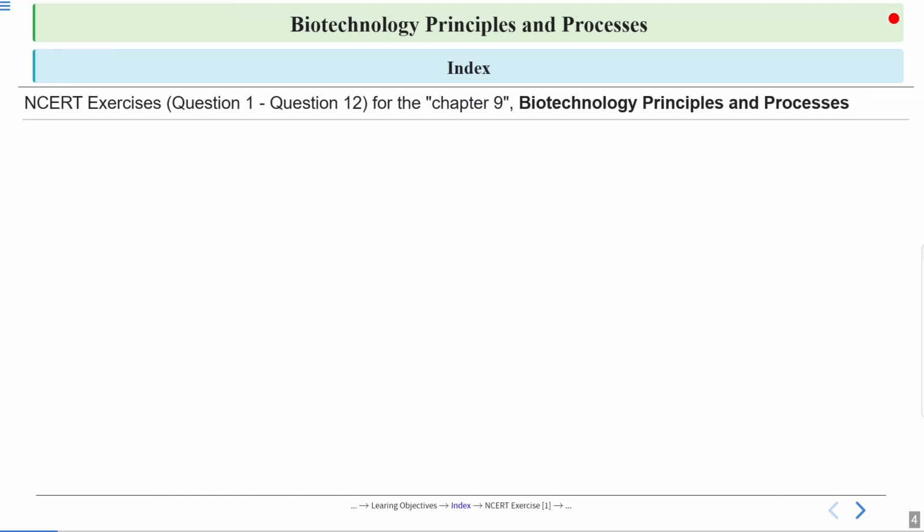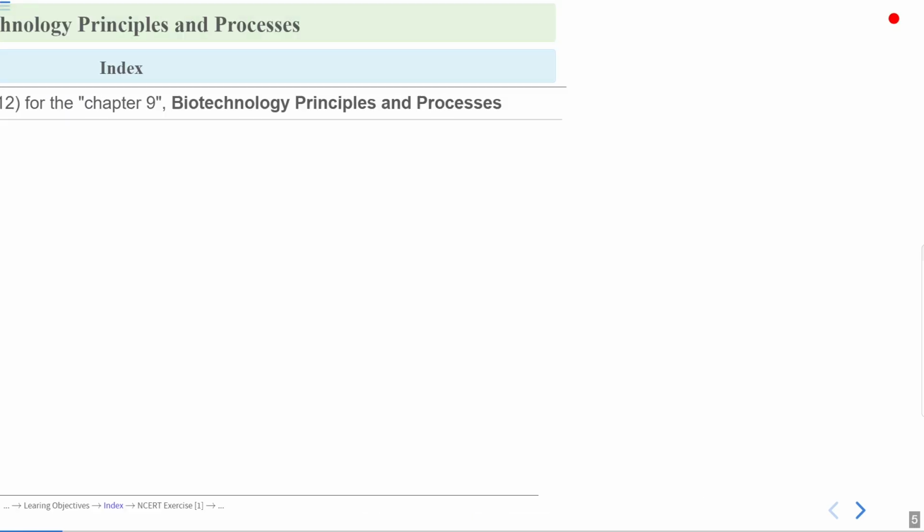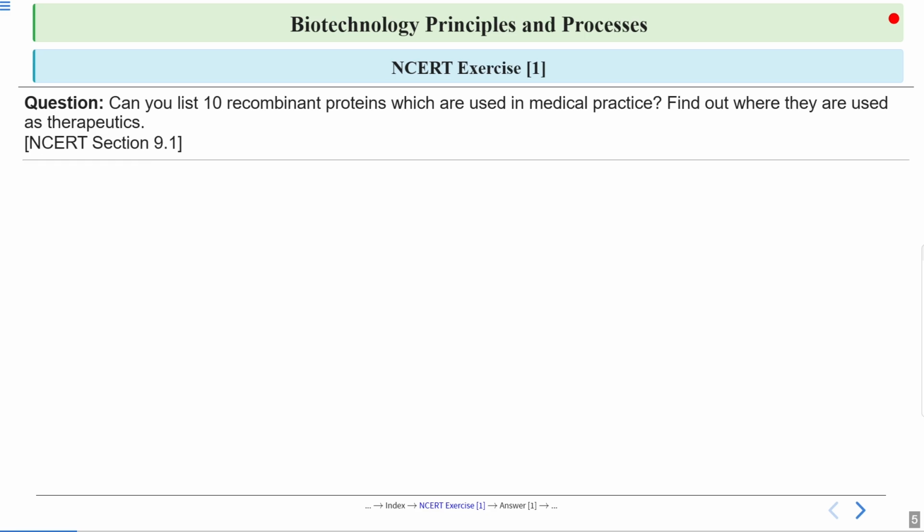And the index part, that is, we are going to solve question 1 to question 12 from the chapter Biotechnology Principles and Processes. The first question is, can you list 10 recombinant proteins which are used in medical practice? Find out where they are used as therapeutics.